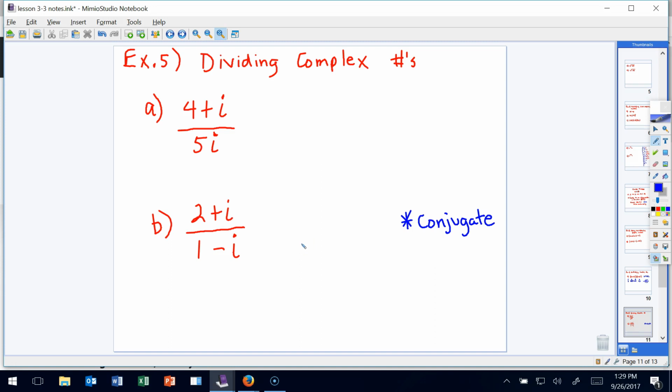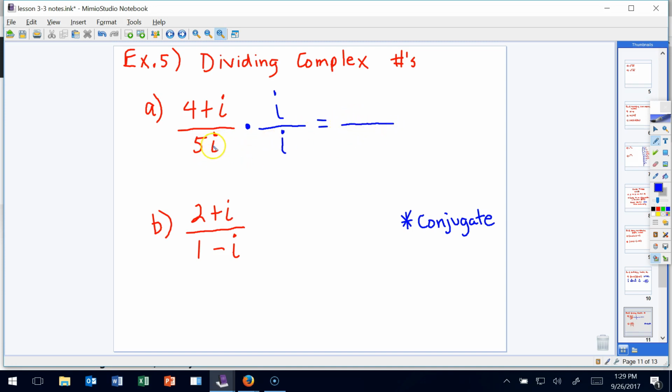Alright, so let's talk about some dividing of complex numbers. So this first example involves division of what we would call a pure imaginary number. To simplify this division, I'm going to multiply both the top and the bottom by the number i. Obviously we're just multiplying by 1, so we're not going to change the value of this fraction. But I am going to simplify it so that it's in complex number form, and that's going to involve getting rid of the i in the denominator.